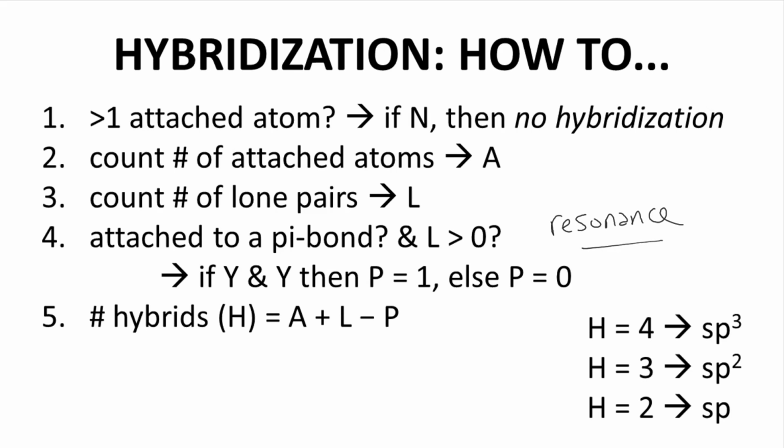Fifth step, add A to L and subtract P to calculate the number of hybrids you need on your atom. This value is H. Finally, use the chart in the lower right. If H is 4, then the atom is sp3 hybridized. If H is 3, then sp2. If H is 2, then sp. Does this process work? Absolutely. Is it possible to find an atom that doesn't work well with this method? Absolutely. The exceptions, however, are almost exclusively part of highly unstable and uncommon structures. The steps on this slide are very, very reliable.